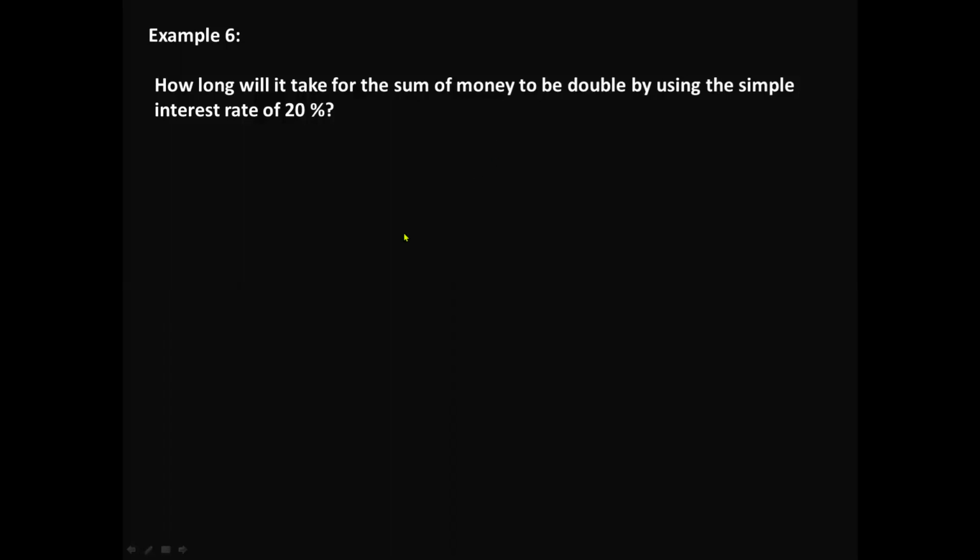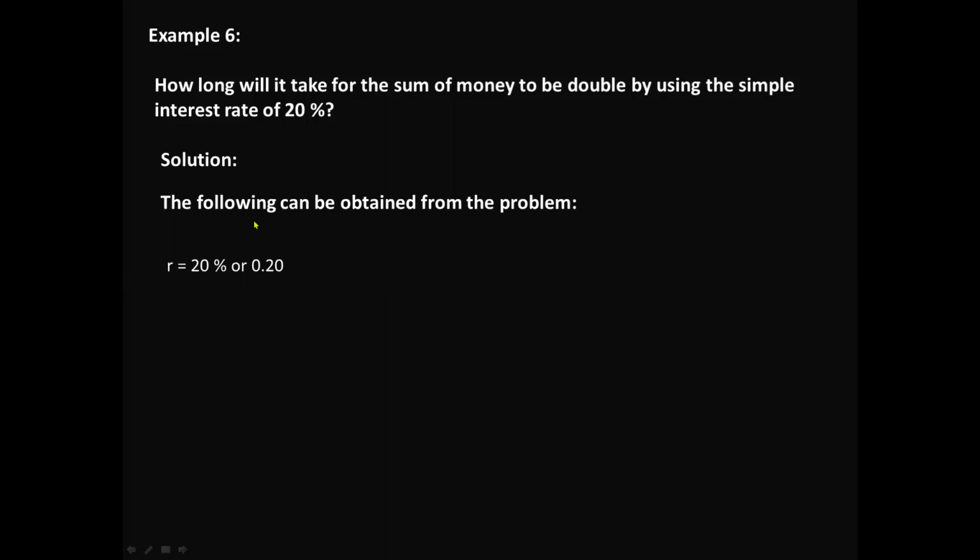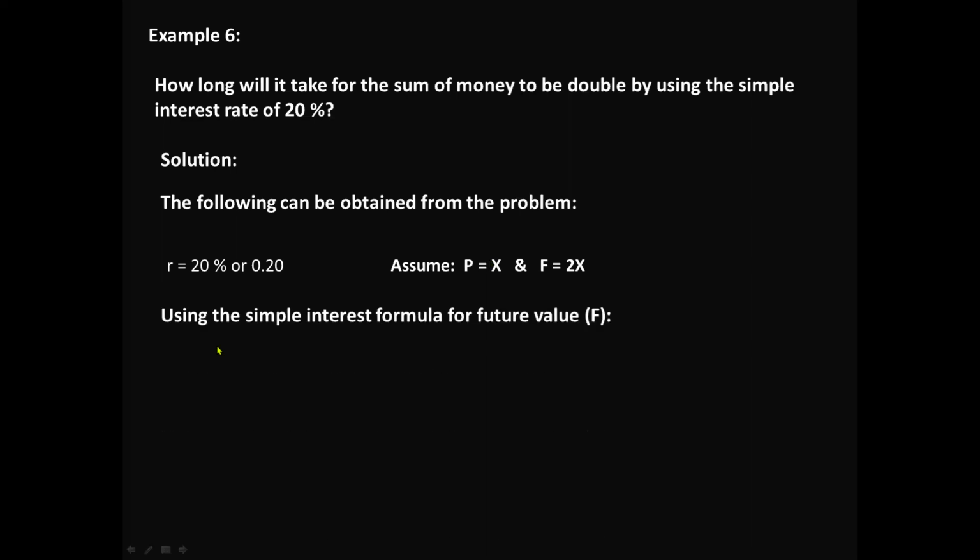Now, if we will do this, ito yung mga given natin. The following can be obtained from the problem. R, 20% or 0.20. P is equal to X. If P is X, then F is 2X. Or if P is Z, then F is 2Z. If P is 1, then F is 2. So, ganun lang. Hindi nyo kailangan pahirapan yung mga sarili natin. Basta lagi lang natin dinodoble ang anumang ibigay nating amount or value ng P. And then since may P and F na tayo at R, pwede na nating hanapin ang time. Using the simple interest formula for the future value, using this.